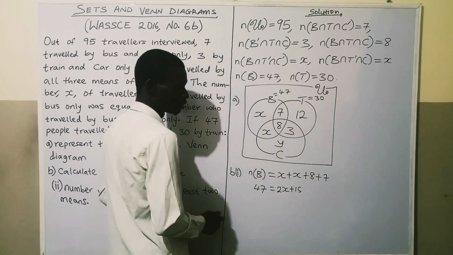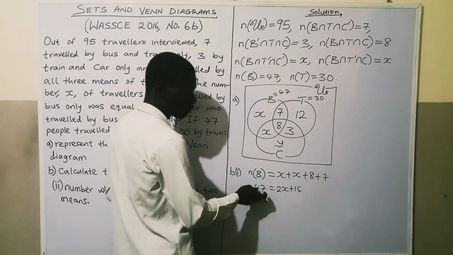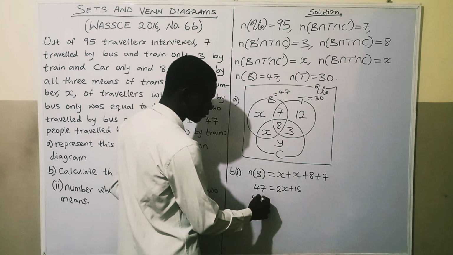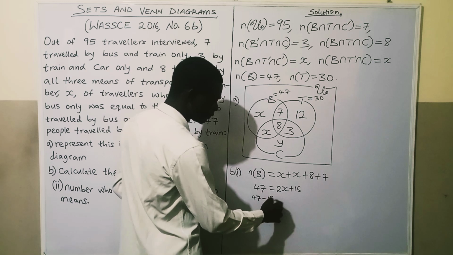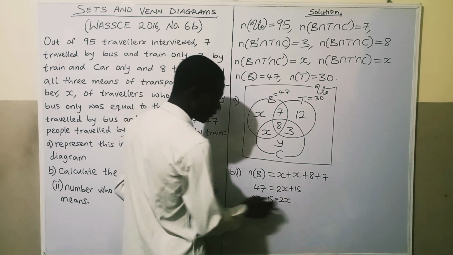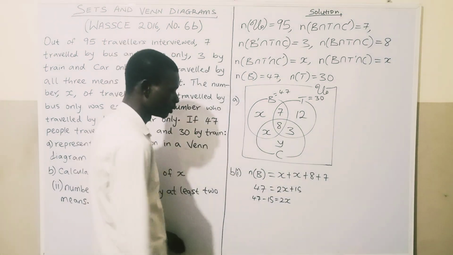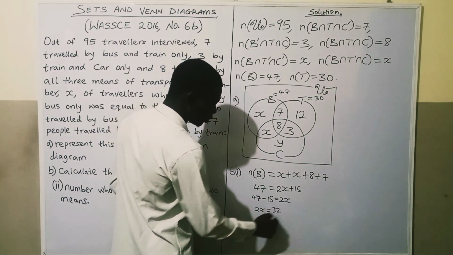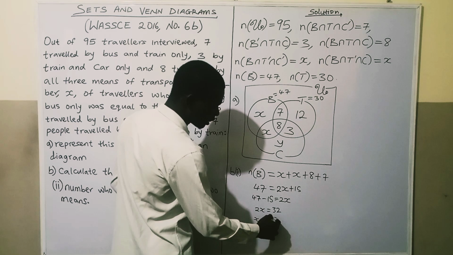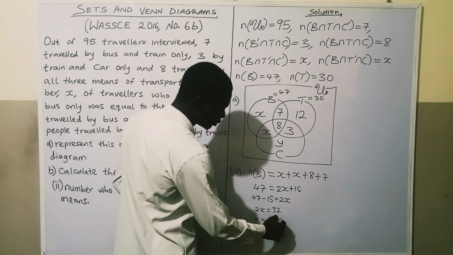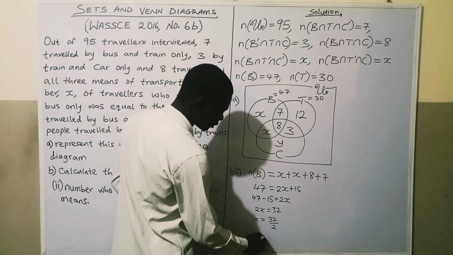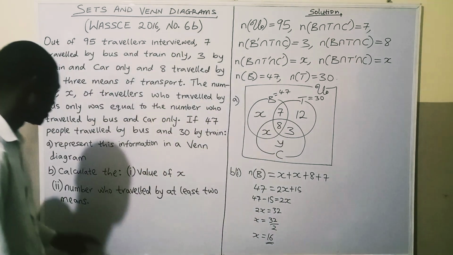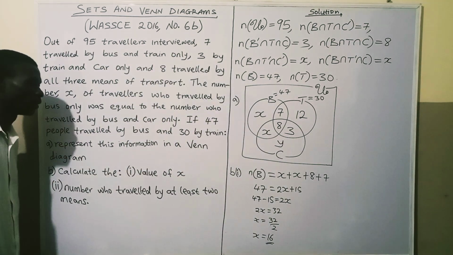So what happens in that situation? If 15 crosses over to join 47, it becomes minus 15. So we'll be having 47 minus 15 equals 2X. Now 47 minus 15 is going to give us 32. So that tells us that 2X is equal to 32. So how do we make X the subject of the formula? We divide both sides by 2. So X is equal to 32 divided by 2. And of course, X is equal to 16. So that is the solution to B Roman figure 1, which says calculate the value of X.